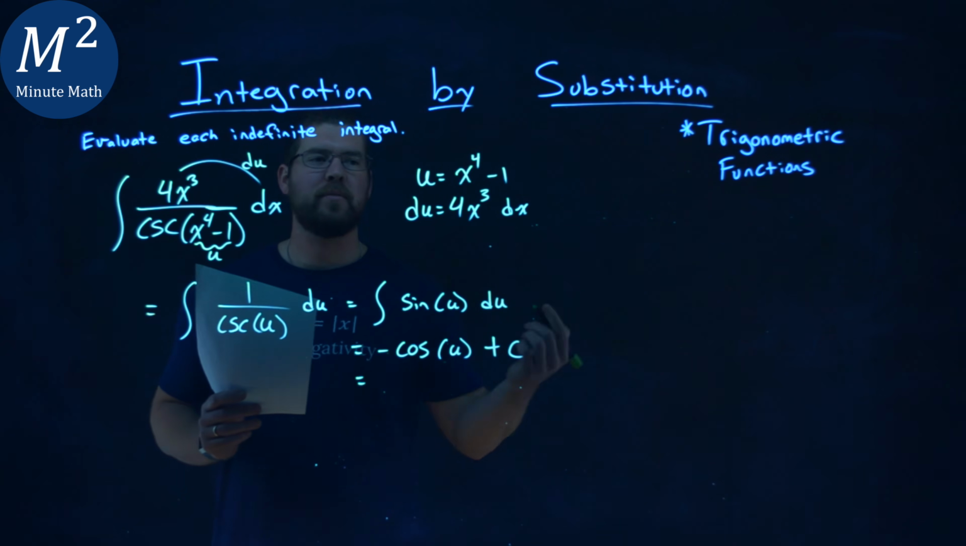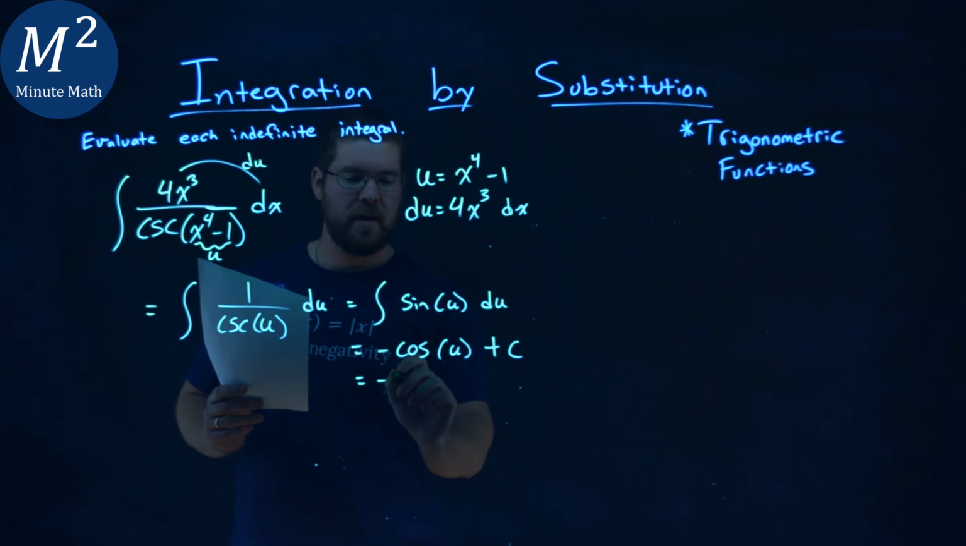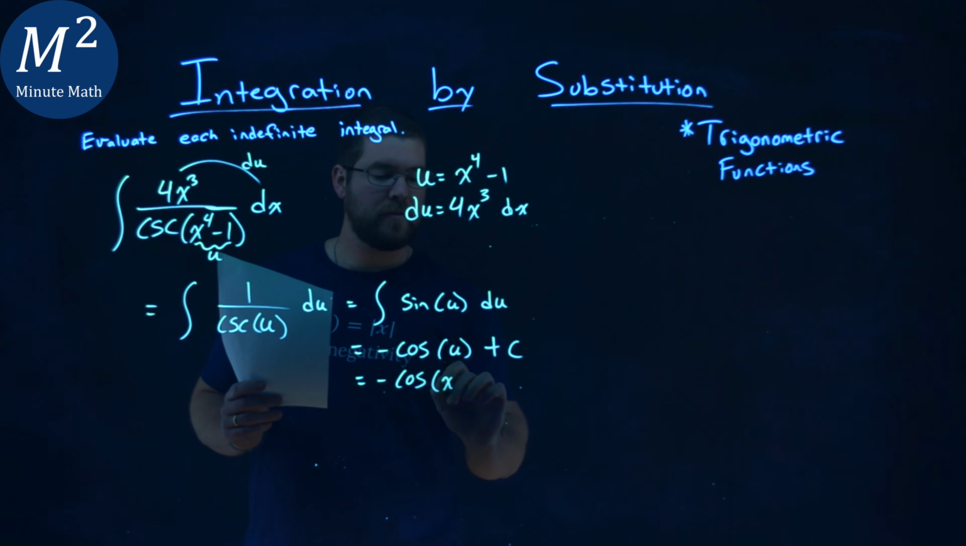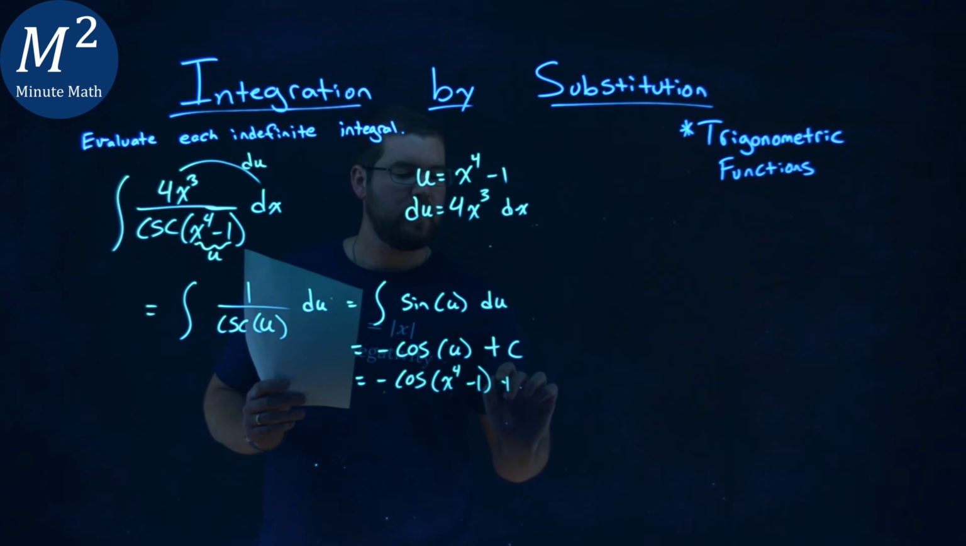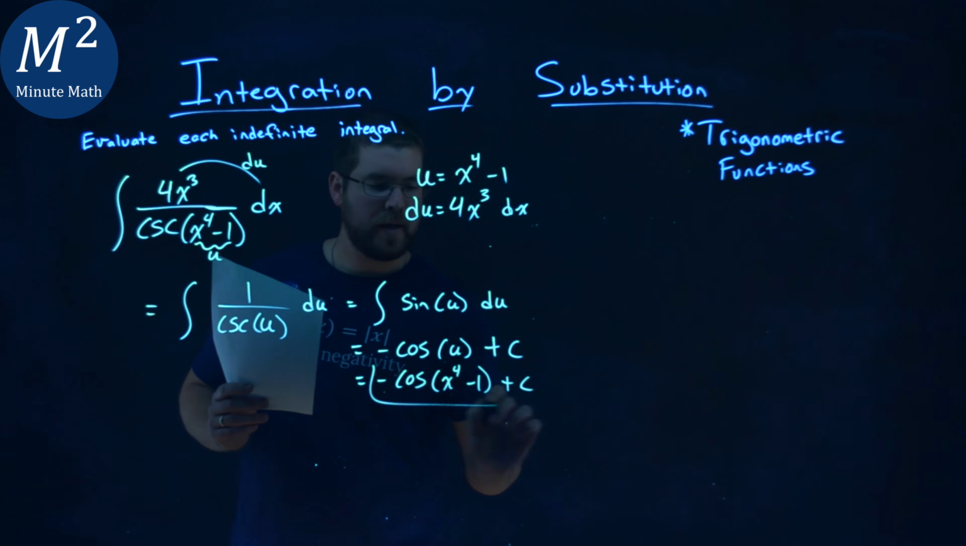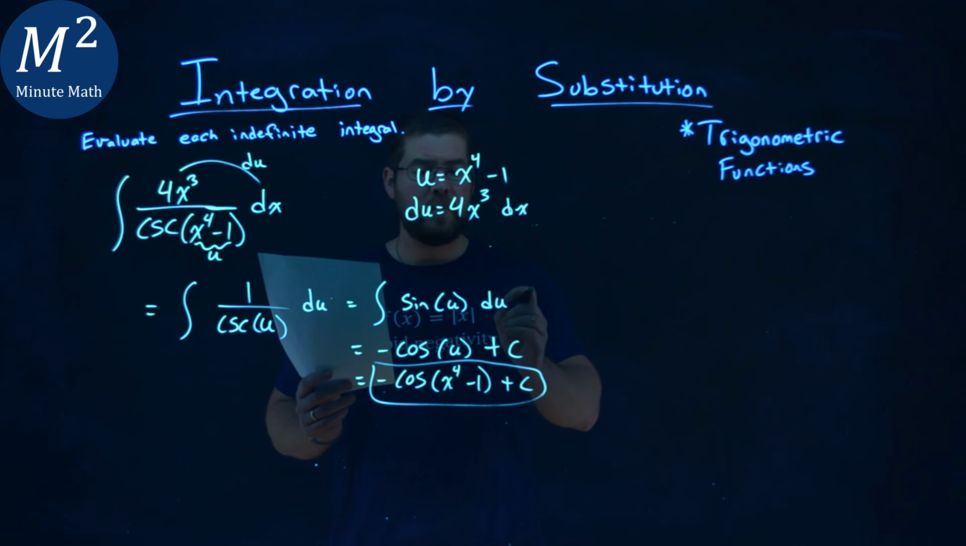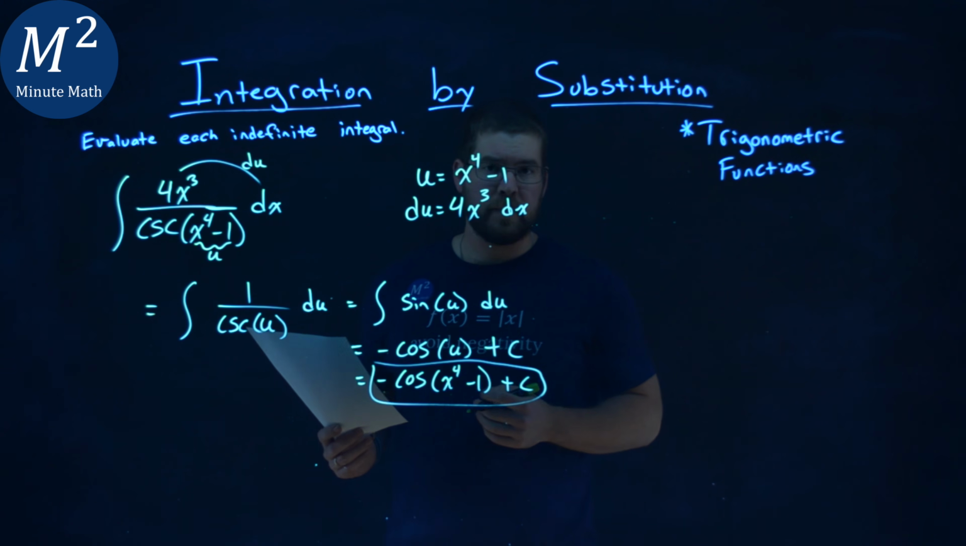Then from there, we just plug our u back in terms of x, right? So negative cosine of, instead of u, x to the fourth minus 1 plus c. So again, our final answer here is a negative cosine of x to the fourth power minus 1 plus c.